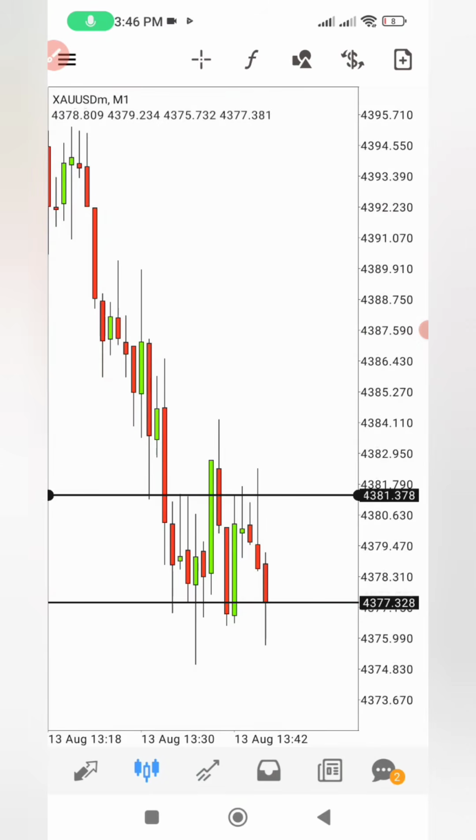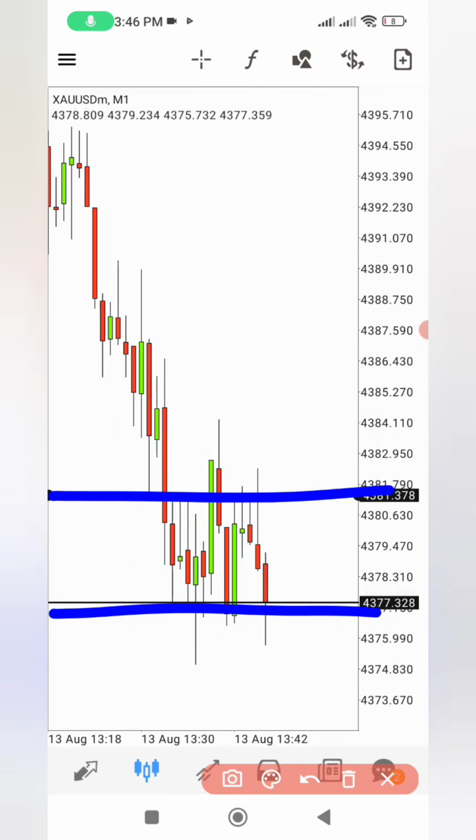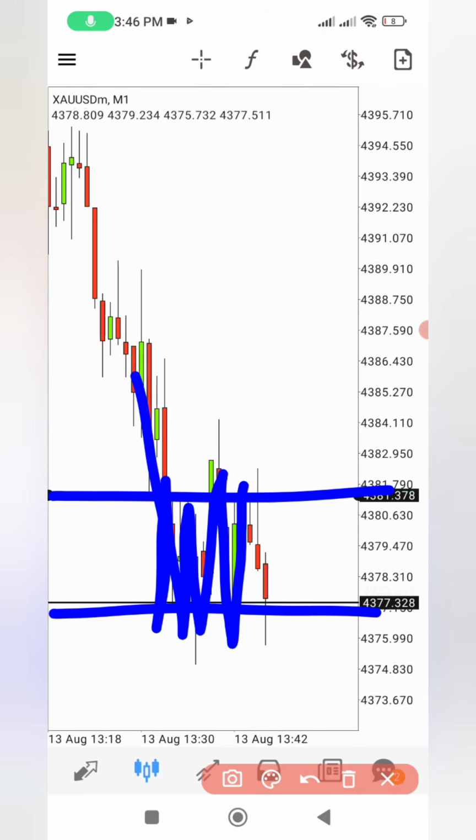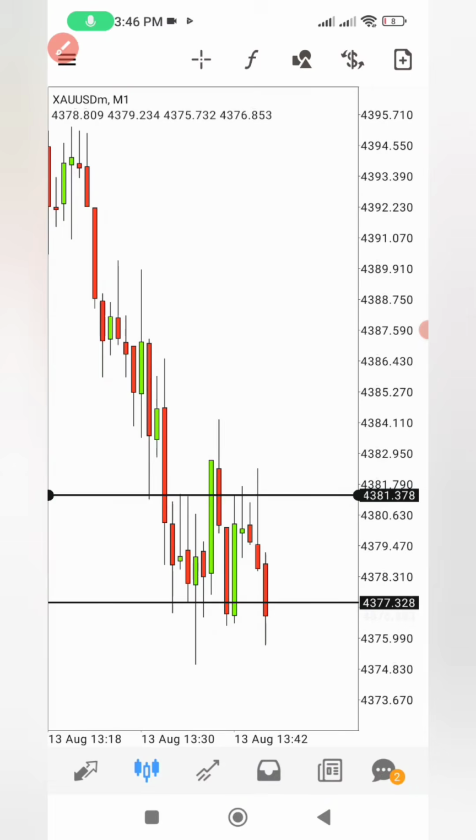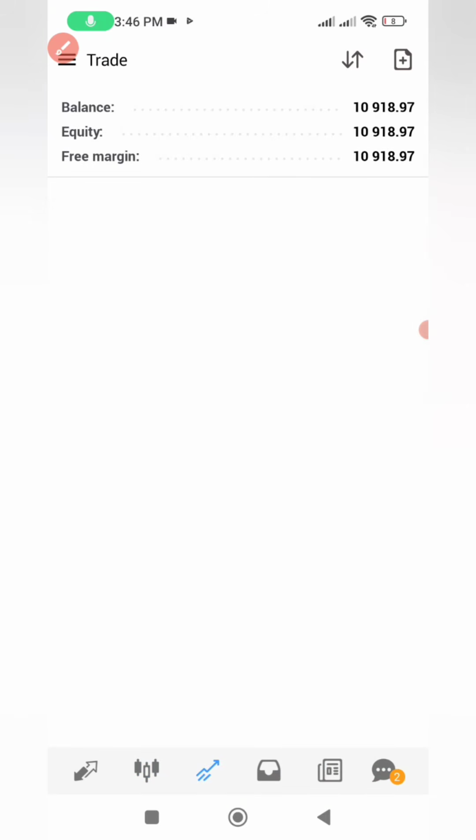So this is what happened on the last trade, right? We were patient on this trade right here. Gold was consolidating up and down, pushed up, came back down, pushed up, and we ended up entering the sell trade right here, made profit, which took our account to over $10,000.